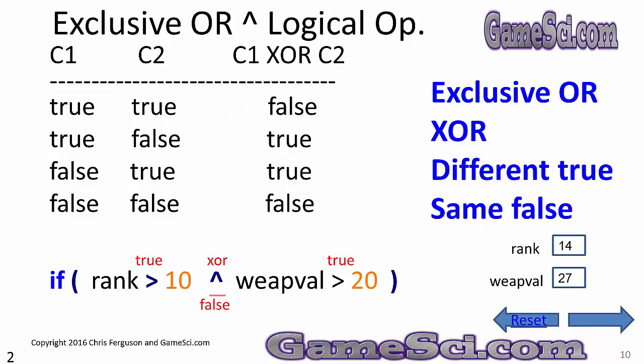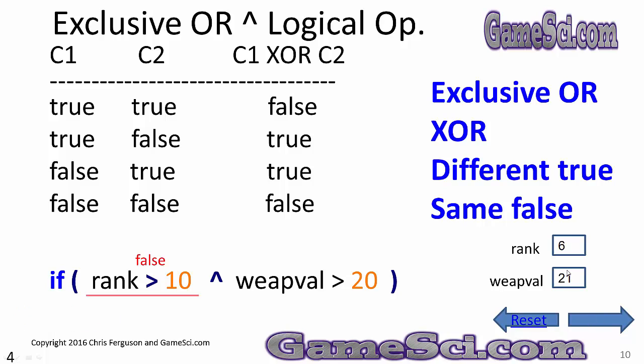If the two inputs are false, the same, I output a false. The only time exclusive OR produces a true result is when the inputs are different. When I have one true input, I will produce a true output. That's exclusive OR. Let's start again and let's put some new values in rank and weapon value and see how it works.